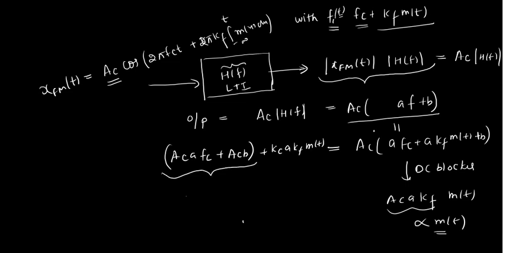This is a DC term because it is not a function of time, and if you pass this signal through a DC blocker, this term will be discarded and the output will be A_c A k_f m(t), which is directly proportional to m(t). So, we are successfully able to demodulate this frequency modulated signal. First we require a frequency selective network with the magnitude of transfer function as Af + B, then we take its magnitude or envelope, and then we pass it through a DC blocker. So, we will be able to extract the message signal.